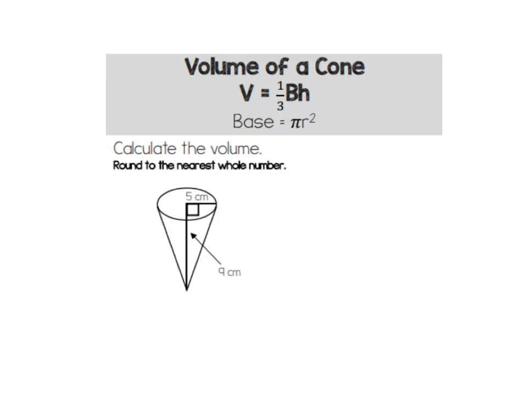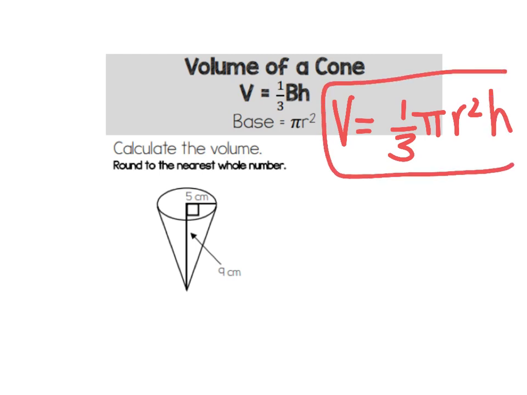Alright, volume of a cone. A cone looks like a cone. Again, volume equals 1/3 base times height, but the SAT gives you the formula 1/3 pi r squared height. I would use that even though the formula looks worse.